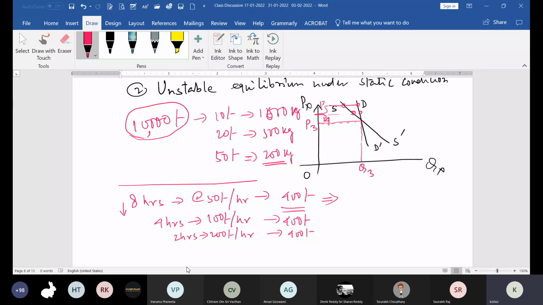In that way, once your equilibrium position is disturbed, it is very difficult to come back to your original equilibrium position. Because of that, it is called unstable equilibrium under static condition. Equilibrium is unstable here. Very quickly this is happening, but this is an exceptional case, though it may happen also.